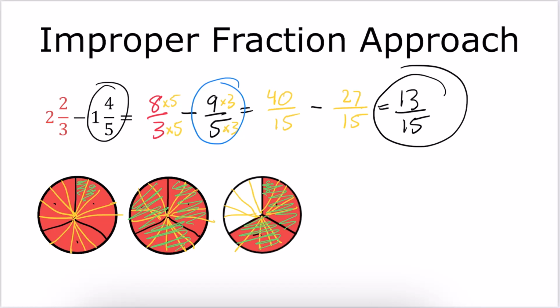So those are two different ways you can add and subtract mixed numbers. You can either do it by adding the fractions and then adding the whole numbers and carrying or borrowing if you need to, or you can use the improper fraction approach.